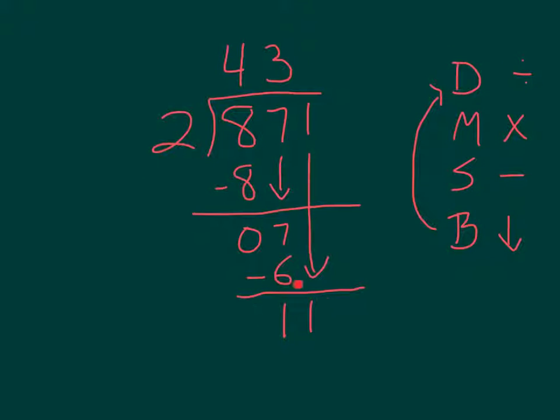So how many times does 2 go into 11 without going over? I count 2, 4, 6, 8, 10. That's 5 times. So I'm going to place my 5 up here. 5 times 2 is 10. And now I subtract. Okay, that gives me a 1. Now, some people will put remainder 1 here, but we want to put this as a decimal. So now watch how I do that.